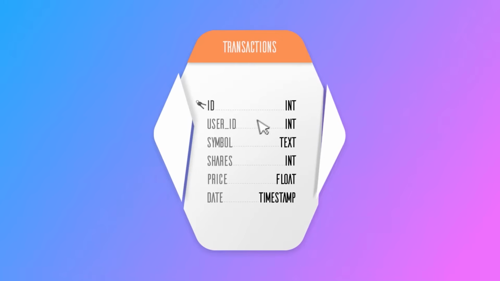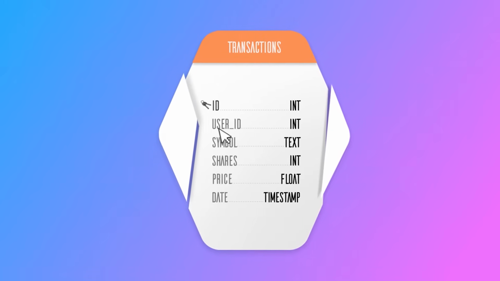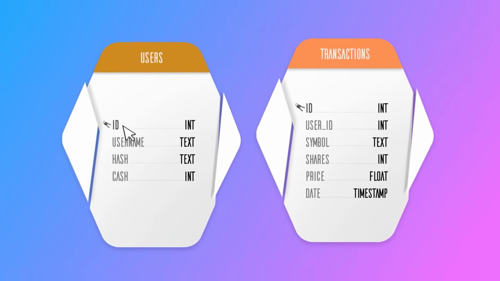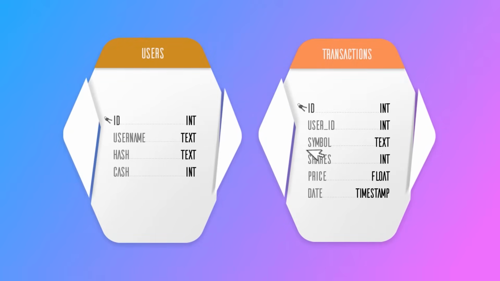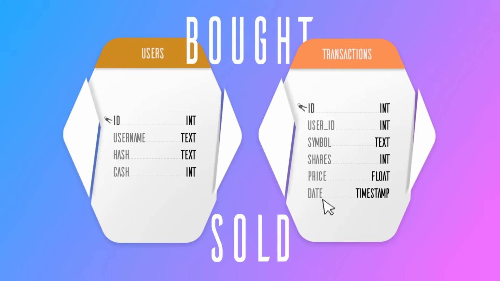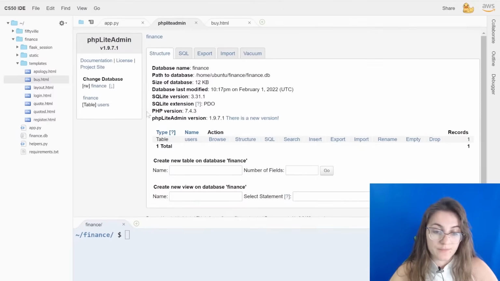We're gonna have a user ID that will match with the ID of the users table. We're gonna have a symbol, the shares, the price, and the date, so we can keep track of when the user bought or sold the share. So let's create the table here in our SQL. To create a new table, we click create new table, and we're gonna call it transactions.